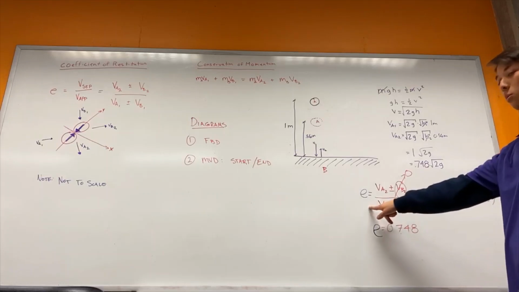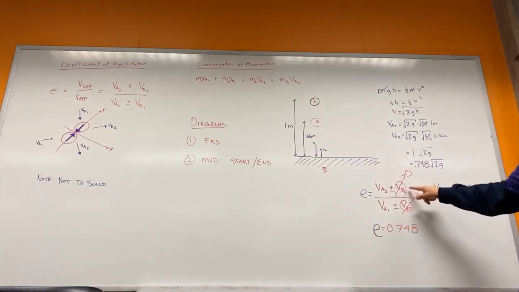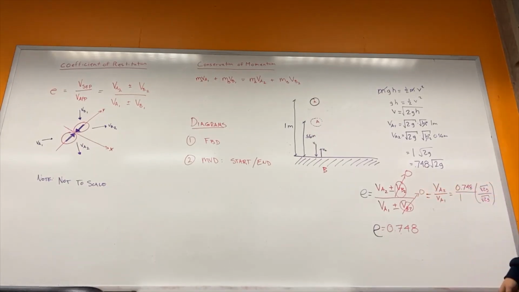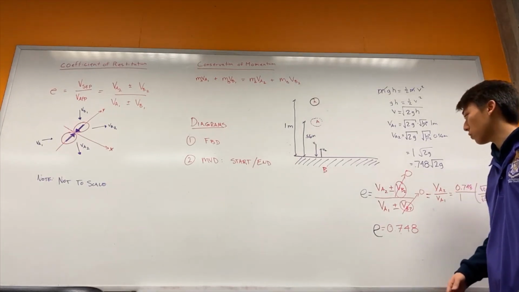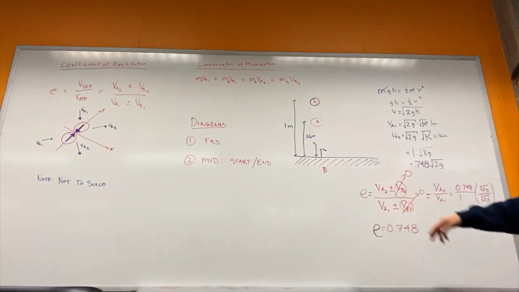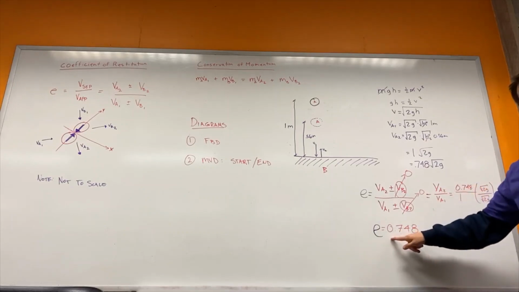Plugging that into our coefficient of restitution equation, in this case, since B is the earth, the change in the velocity is going to be negligible because it's so much more massive than a tennis ball. So we can just make those zeros. So our coefficient of restitution is just going to be VA2 over VA1, which gives us 0.748.